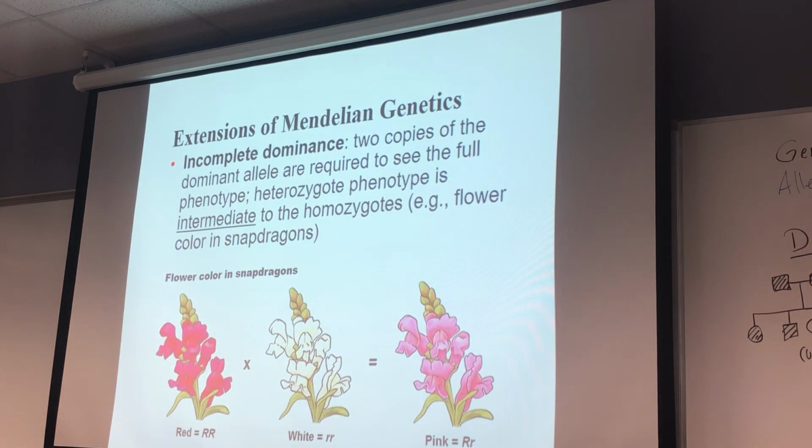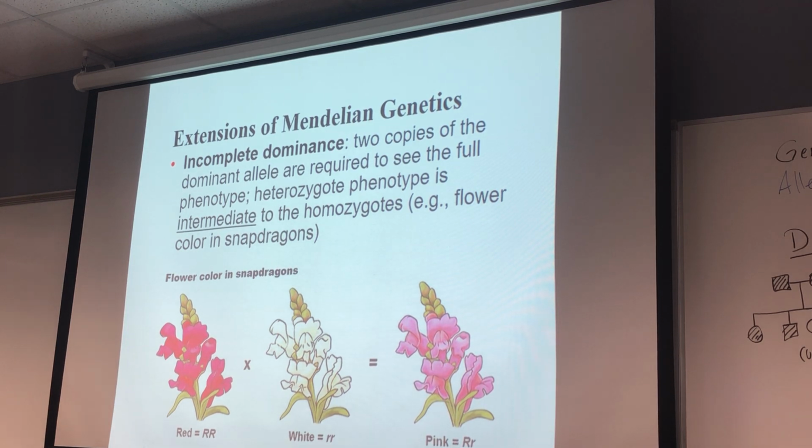Here you have an example of incomplete dominance, the flower color in snapdragons. You have the red homozygous, capital R, and here you have white, the homozygous lowercase r. Whenever you have the heterozygous, you have a new phenotype in between the parental traits. In this case, pink.